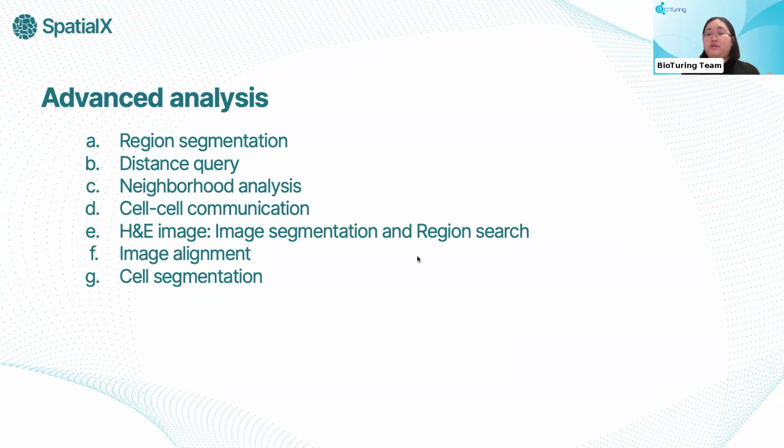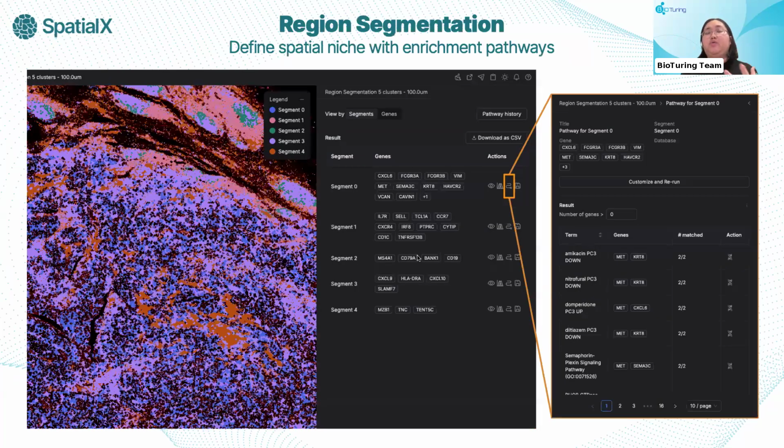The first thing will be the region segmentation, where you will be able to define the spatial niches within your tissue. So it's clustering, but with spatial context. And if you run it, you will also have a set of signature genes for different regions and the associated pathways as well.